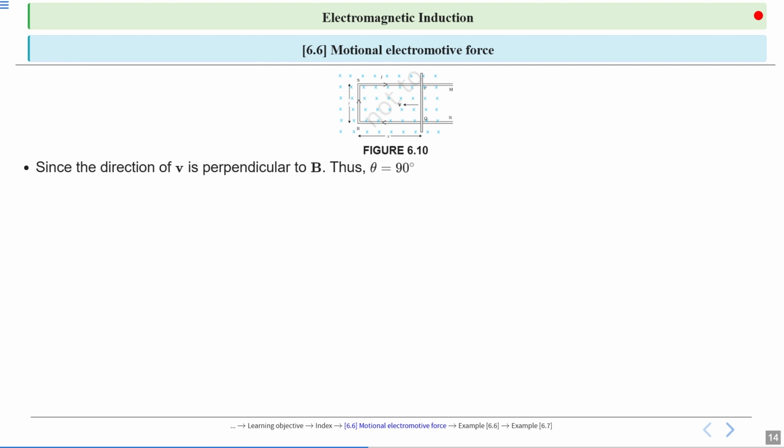Since the direction of V is perpendicular to B, theta is equal to 90 degrees. Therefore, magnitude of force is given by F equal to QVB. This is the magnitude of force, sine 90 degrees is 1, and direction we have discussed. You can find the direction by using the right hand thumb rule, or by using the right hand rule for vector products. Align your fingers in the direction of velocity and curl them towards the magnetic field, and the thumb will give the direction of the force.